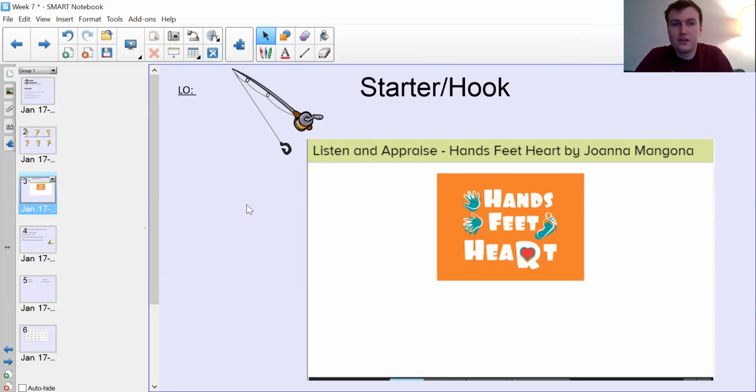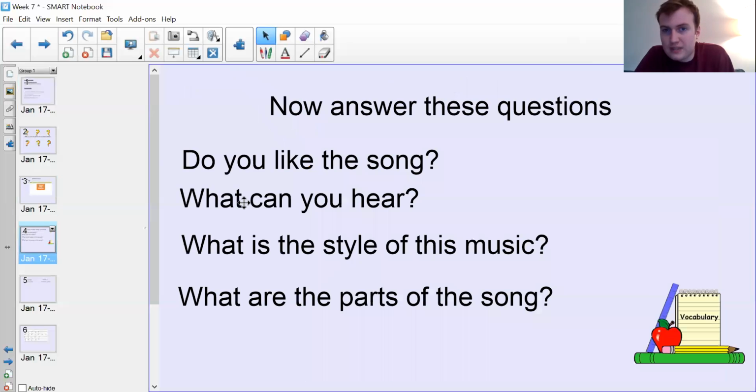Okay, so your job, as always, is to answer these 4 questions. Did you like the song? What can you hear? What instruments are in that song? What is the style of music? We've been learning this style of music for 6 weeks, but what style of music is it? Can you remember? And what are the parts of the song? What different parts make up a song? Let's see how much of this you can remember. Pause the video, have a go.